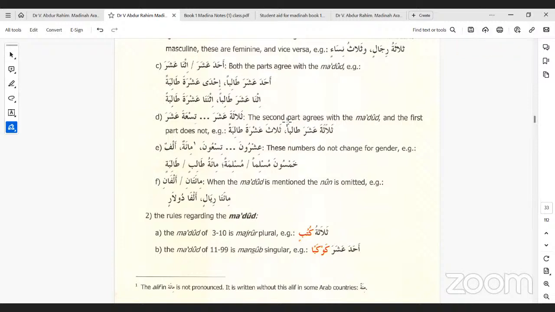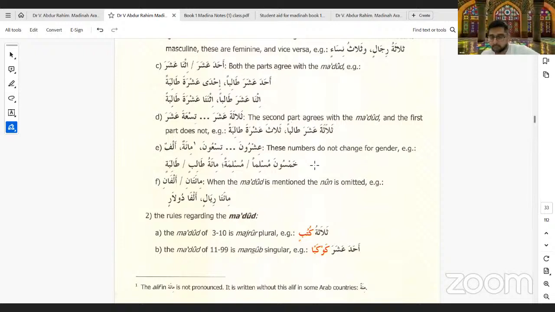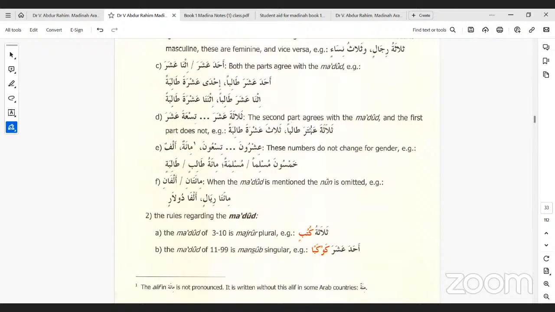Okay. E, mi'atun, alfun, and from ishruna to tis'una. So ishruna is 20 to tis'una, 90. These numbers do not change for gender. Example: khamsuna musliman, muslimatan, and mi'atu talibin or talibatin. So khamsuna is 50 Muslims or 50 female Muslims, and mi'atu is 100 students, male and female.